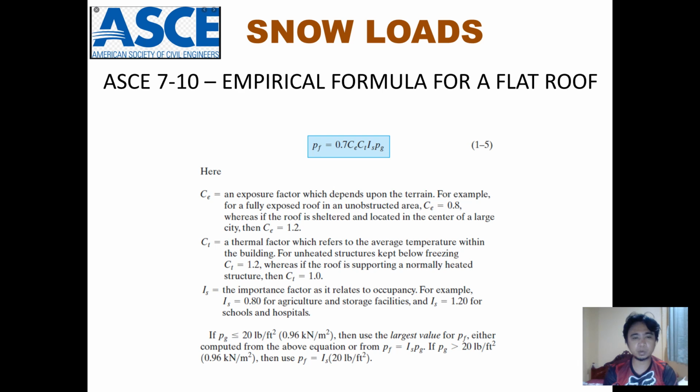So we will not go into deeper knowledge with regards to snow loads because, as I have said, it is not much of a concern in our country. But at least when you practice later on and decide to work in Europe or American countries or in the West, you should know the reference where to find these snow loads. Okay?